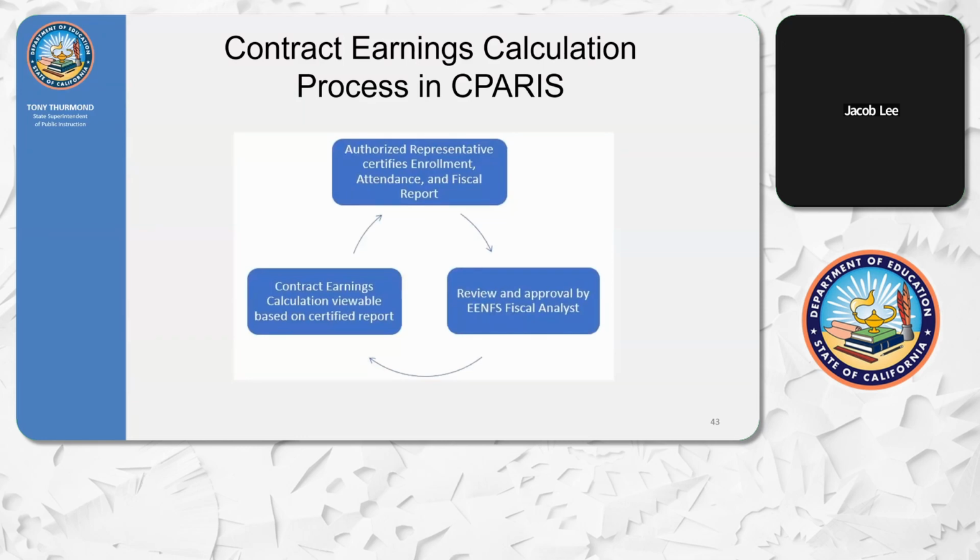At this time, as with certified reports, only the most recent version will be viewable in the system. So for example, if your agency revised a previously certified September report, and then your fiscal analyst approved that report, a new earnings calculation was generated, and then the previous September earnings calculation would be no longer viewable.